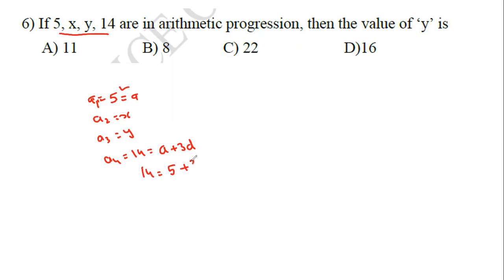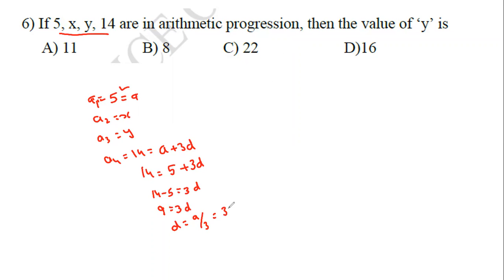5 plus 3d. So 14 minus 5 is equal to 3d. 14 minus 5 is 9 is equal to 3d. d is equal to 9 by 3, which is equal to 3.